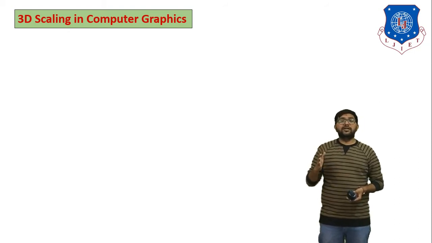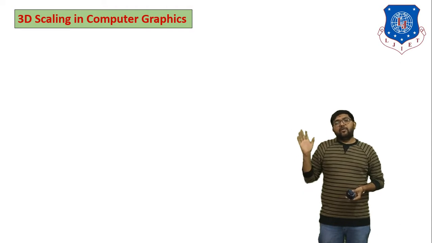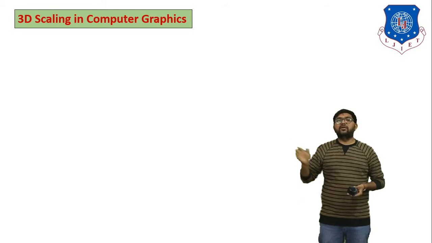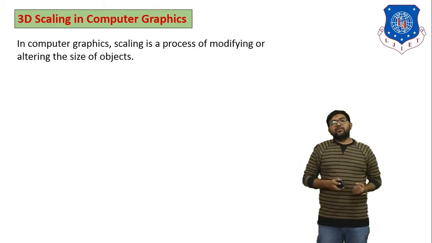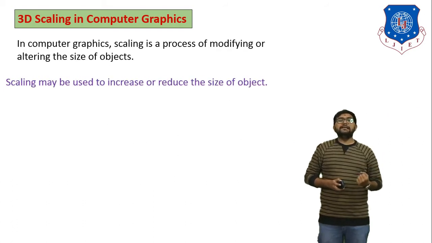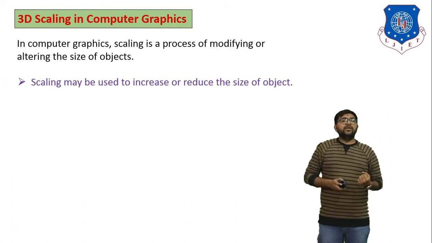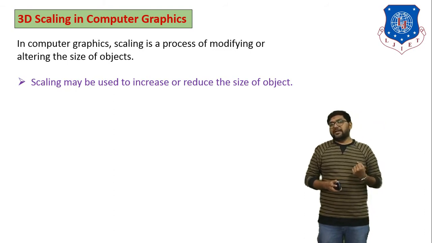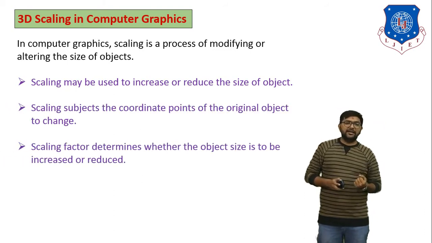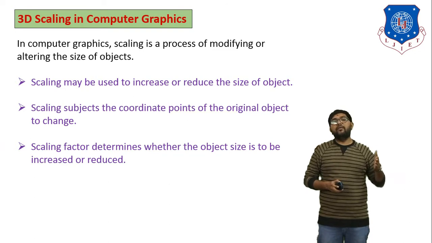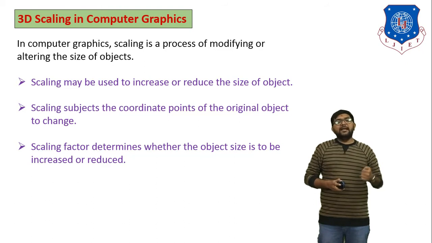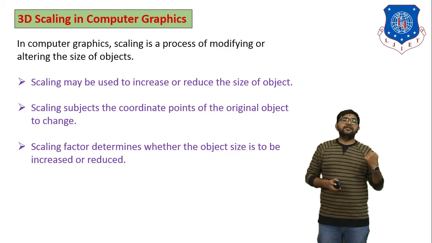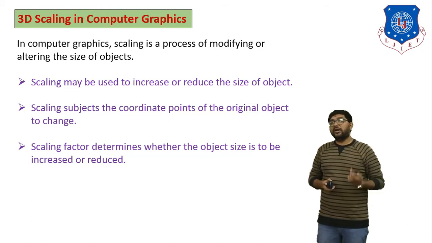Now you all know the fundamental of scaling. If you want to reduce or increase the size of an object, that is the process of scaling, a geometric transformation. In computer graphics, scaling is a process of modifying or altering the size of an object. Scaling may be used to increase or reduce the size of the object. Scaling causes the coordinate points of the original object to change. The scaling factor determines whether the object size is to be increased or reduced. That thing we already discussed.